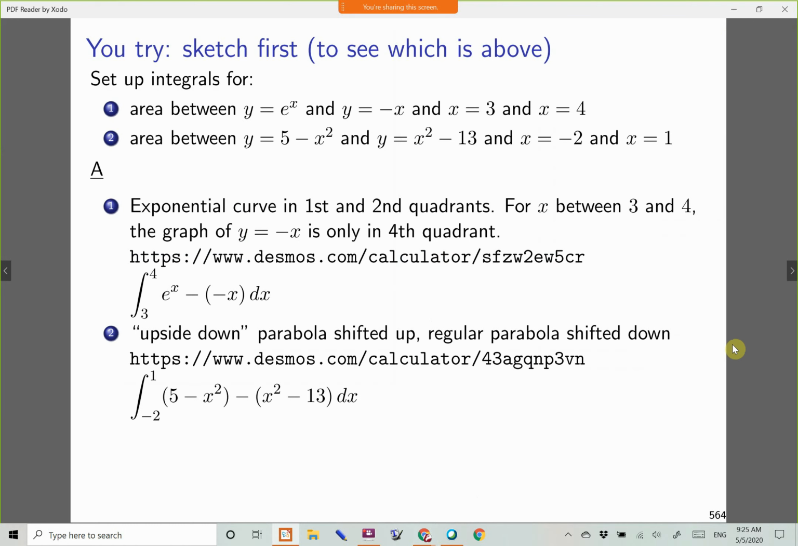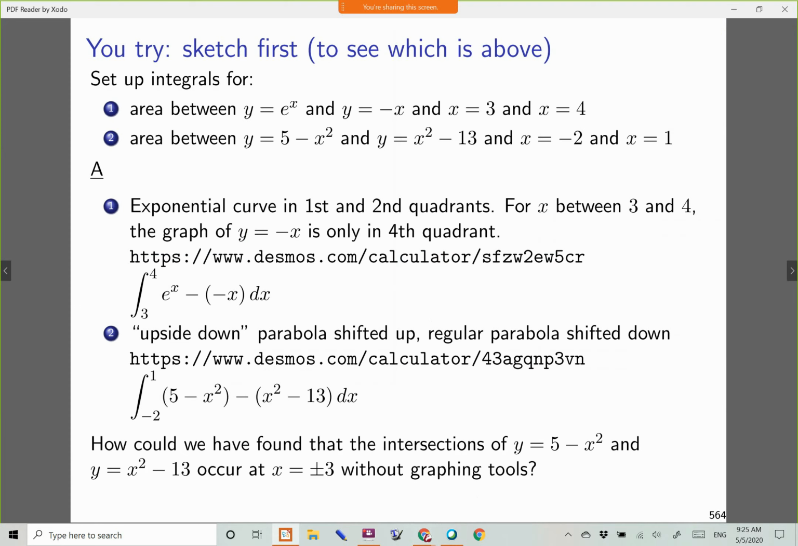First of all, let's set up this integral. The upside down parabola, so the integral of the upside down parabola minus the parabola that was below, the right side up parabola, x squared minus 13. That one has to be in parentheses. And then the integral is set up for x values from negative 2 to positive 1.